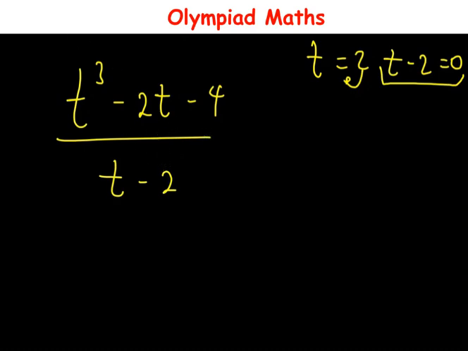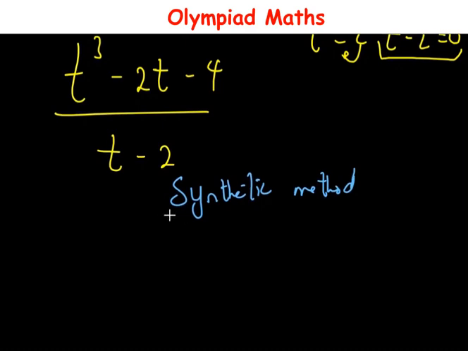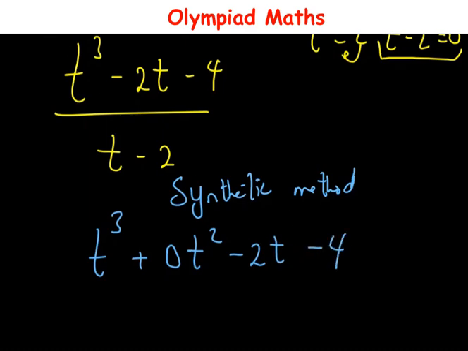And to do so, we're going to make use of the synthetic method. So how does this work? It's simple. To apply this synthetic method, we are going to write this equation this way as t raised to power 3, then plus 0t squared, 0t squared is still 0, then we have minus 2t, then we have minus 4. We are then going to divide it by the factor that we got as t minus 2.